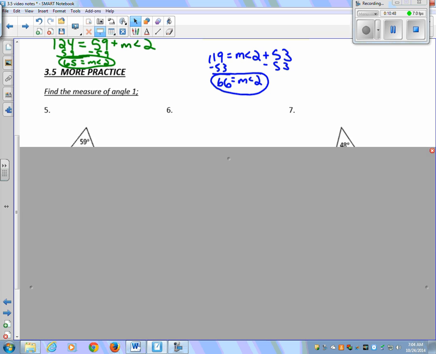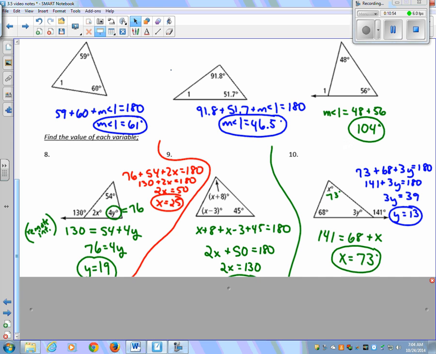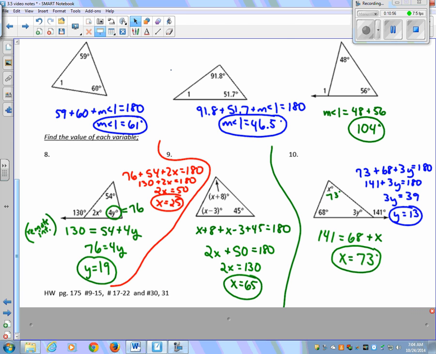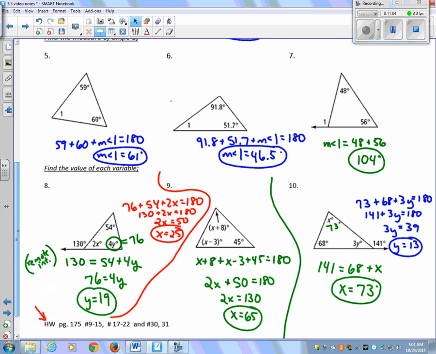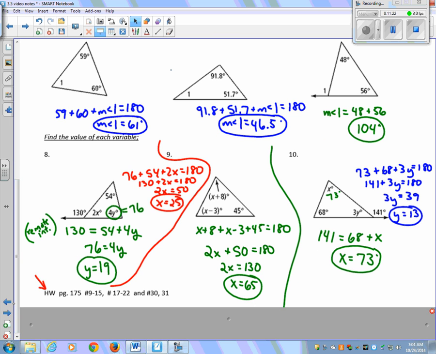Okay, so here's the answers to 5 through 10. I'll give a brief explanation of them. You don't have to do this homework assignment. Number 5, it's just triangle sums, so you add them up, they should be 180. Number 6, same thing, just with decimals. Number 7 is the exterior angles theorem, so angle 1 is equal to the sum of the two remote interior angles. Down here you're looking for the value of x, and they're a little bit more complicated.